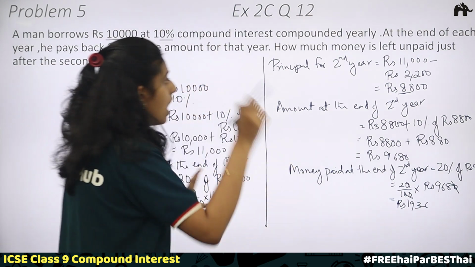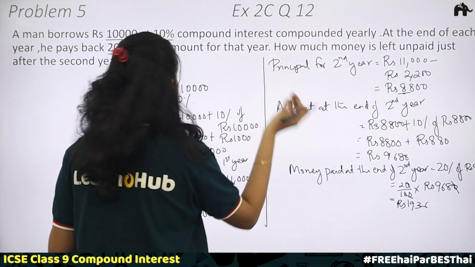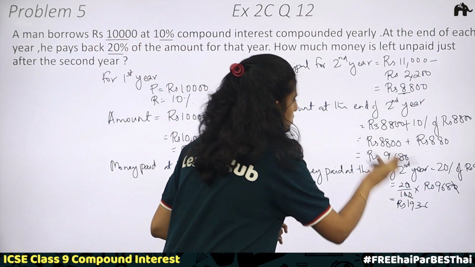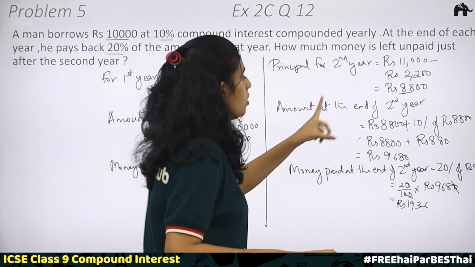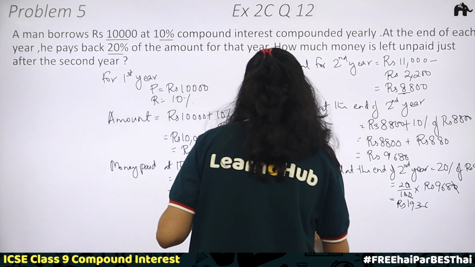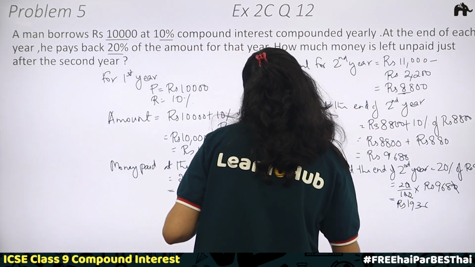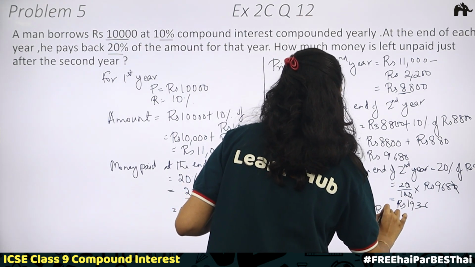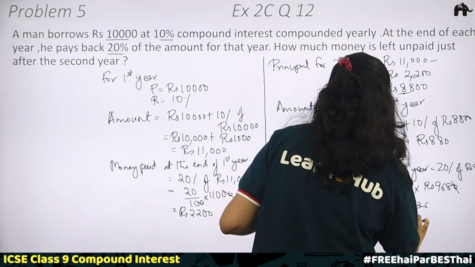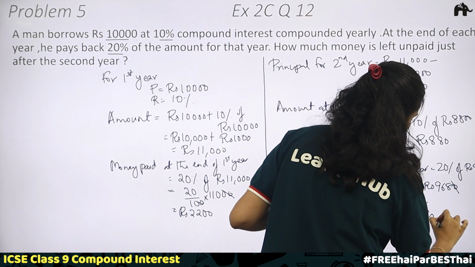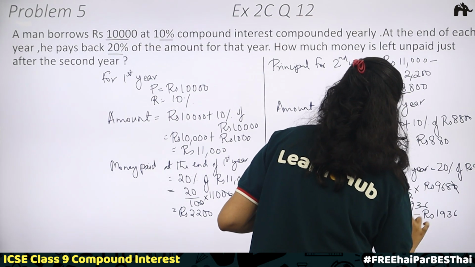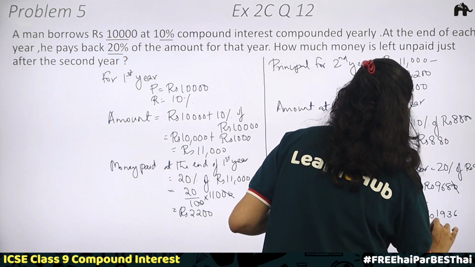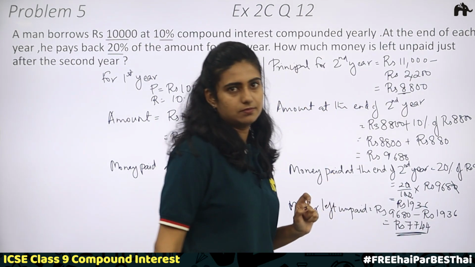Now what we have to find? How much money is left unpaid just after the second year. To get the unpaid money, what we have to do? This money should be subtracted from the amount at the end of second year. So money left unpaid is equal to rupees 9,680 minus rupees 1,936. On subtracting, you will get rupees 7,744. So this is your final answer.